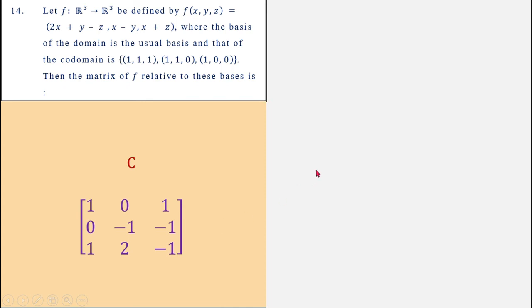As already we have taken a similar example, here we have the usual basis for the domain, that means the standard basis, that is e1 vector is equal to (1, 0, 0), e2 vector is equal to (0, 1, 0), and e3 vector is equal to (0, 0, 1). To find the matrix of the transformation, what do we have to take? We have to take the images of the basis vectors of R3, that means e1 vector, e2 vector, e3 vector under the given transformation.